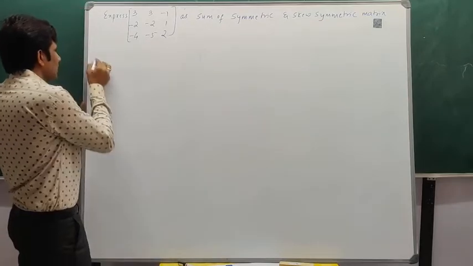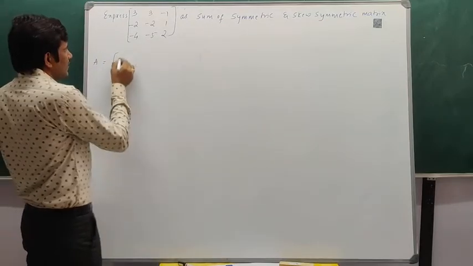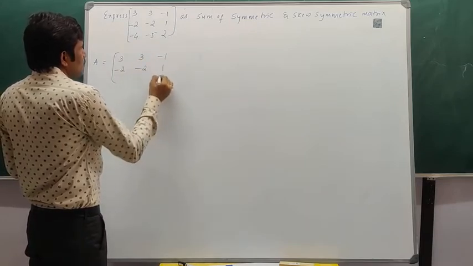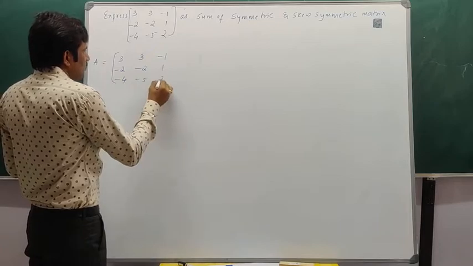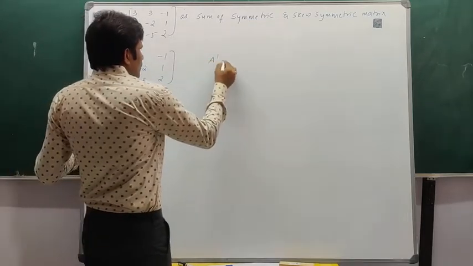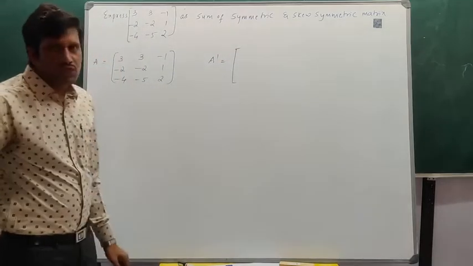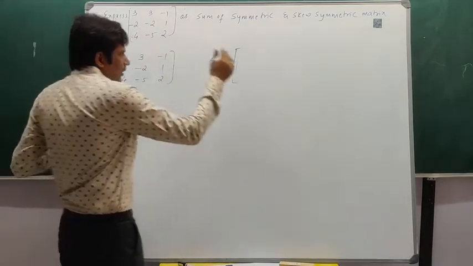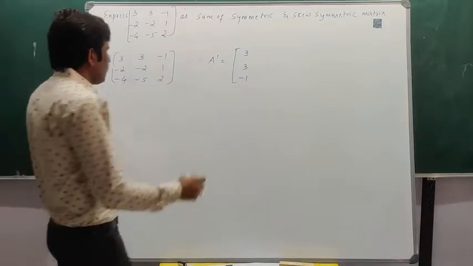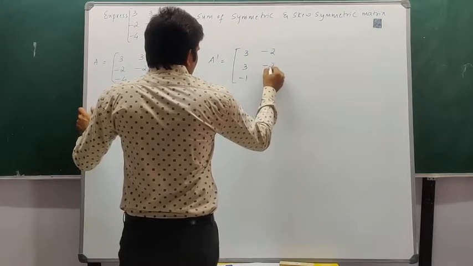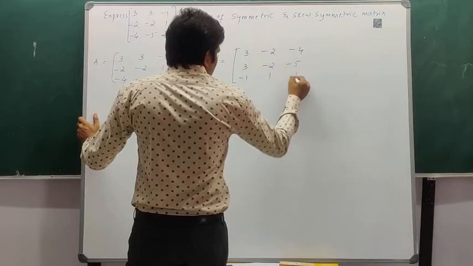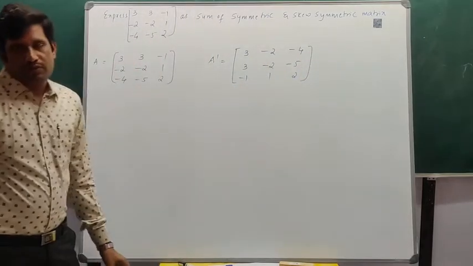The procedure is the same. Take the given matrix as A. What is matrix A? [3, 3, -1; -2, -2, 1; -4, -5, 2]. Then take the transpose of this. The first row is 3, 3, -1, which will become the first column. The second row is -2, -2, 1, which will become the second column. The third row is -4, -5, 2, which will become the third column.